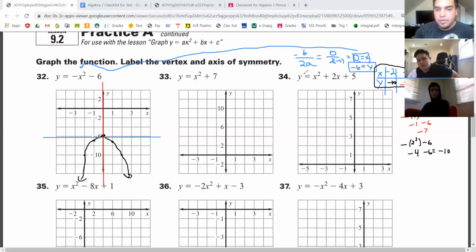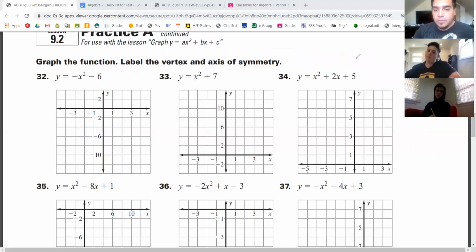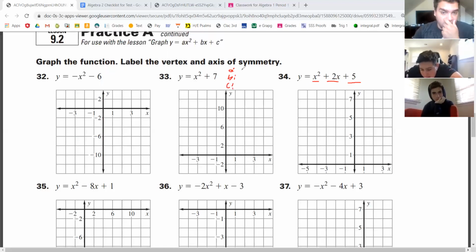Yeah, so let's do number 34 together, okay? All right, I'm going to clear all this. So we're going to do 34 together. I'll just use this space right here. So we have this, this, and this. So before we start, we identify A, B, and C. So that's going to be a 1, a 2, and a 5.